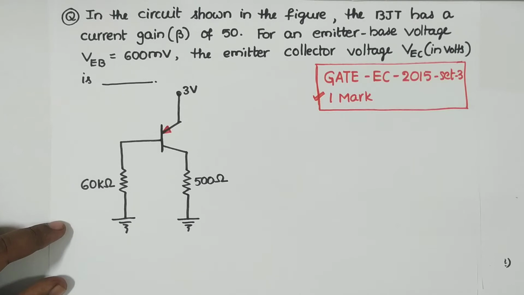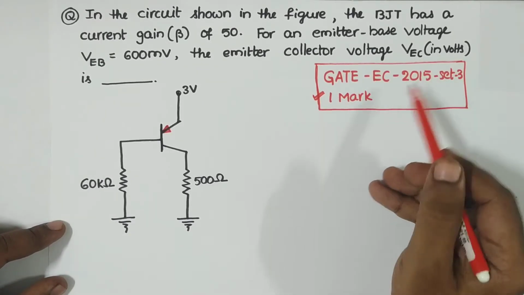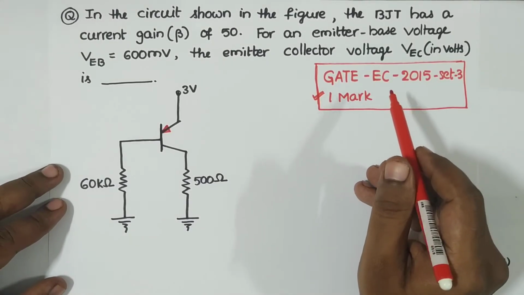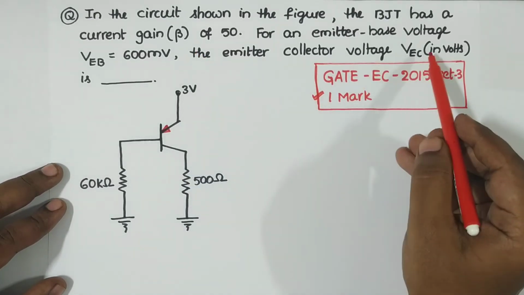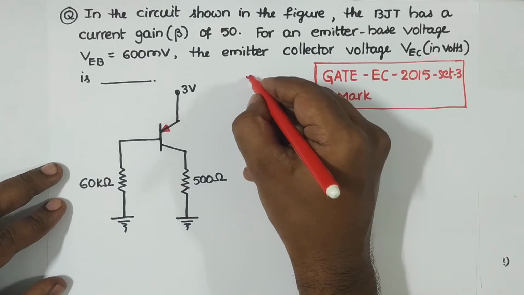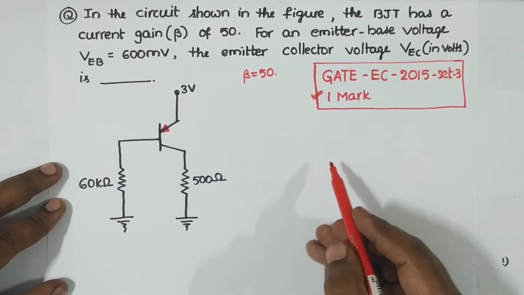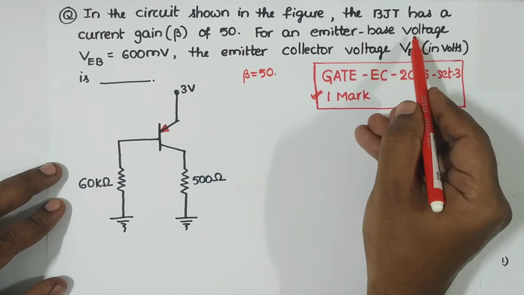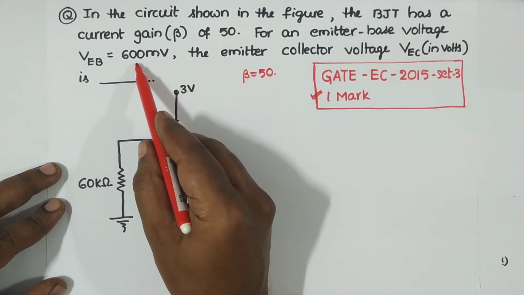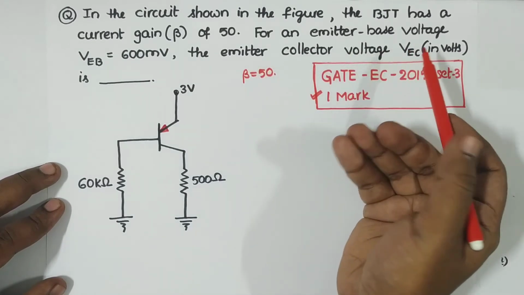Here we have one of the interesting and simple questions from EDC, Electronic Devices and Circuits, asked in GATE ECE 2015 set 3 for 1 mark. The question is: the BJT has a current gain beta equal to 50. For an emitter base voltage VEB equal to 600 millivolt, he is asking for the emitter collector voltage VEC.